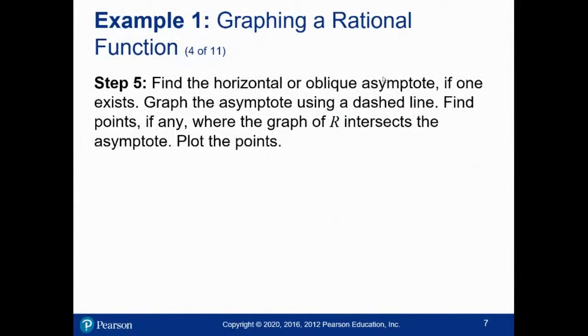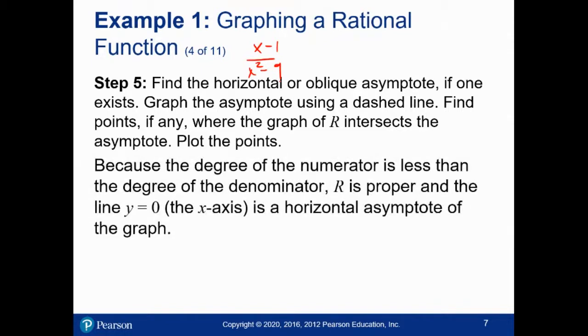Step 5, find the horizontal asymptote. And again, the function is x minus 1 over x squared minus 9. Well, since the degree of the numerator is smaller than the degree of the denominator, y equals 0 is a horizontal asymptote. Okay.